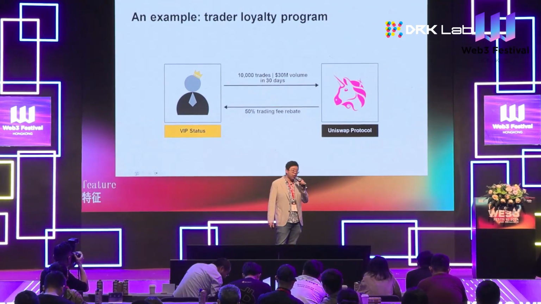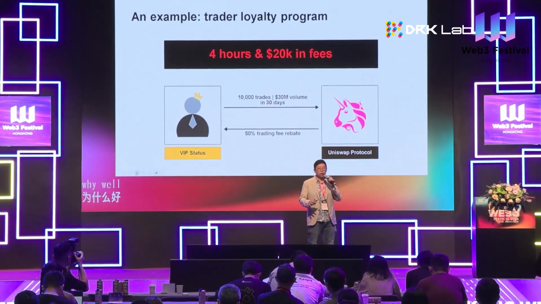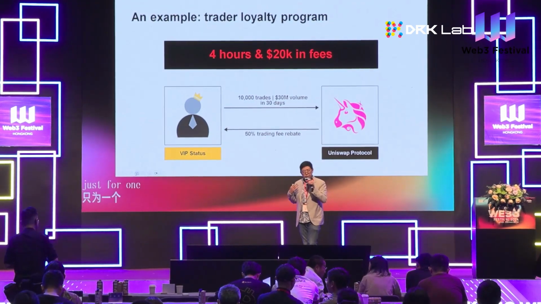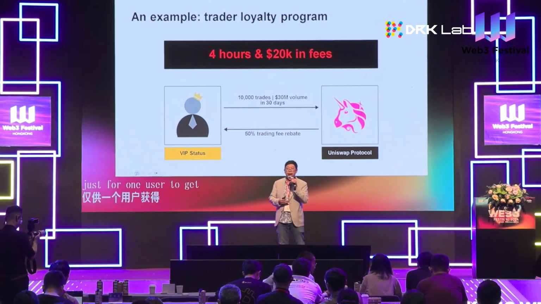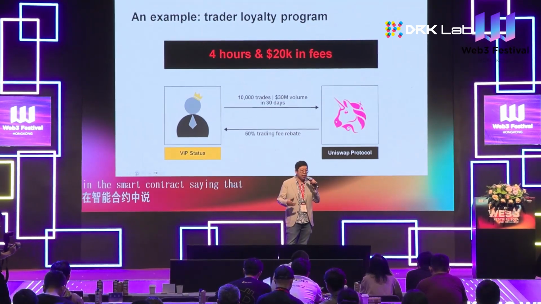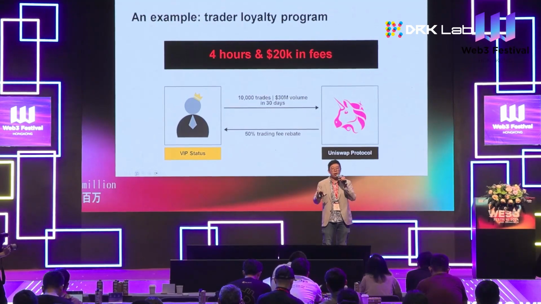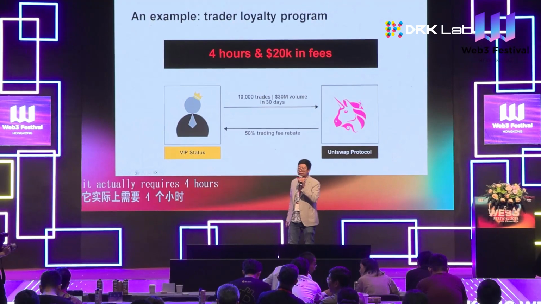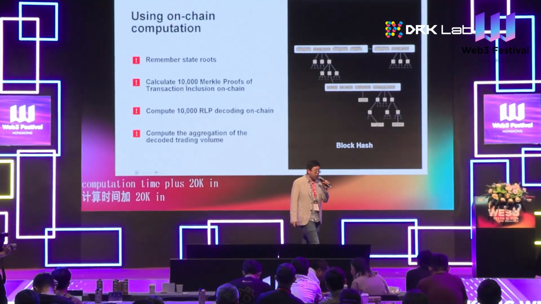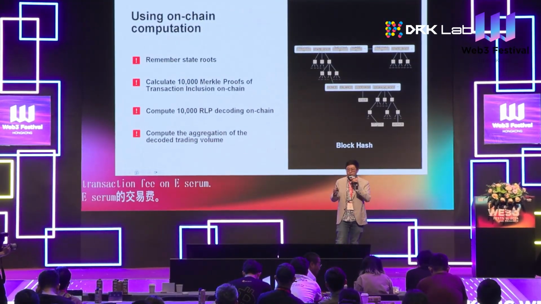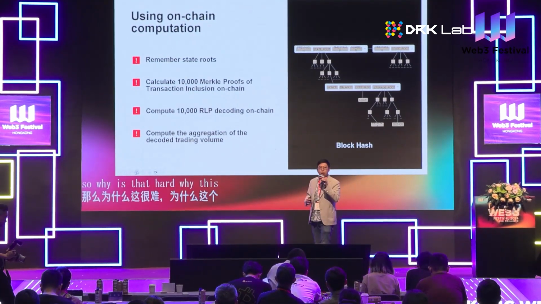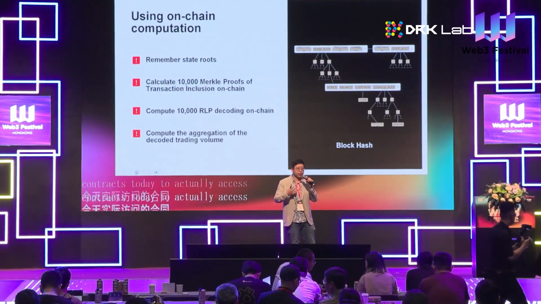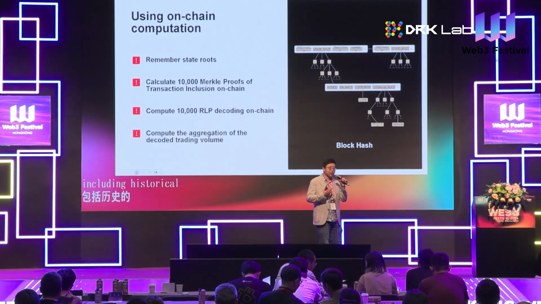Why? Well, because to implement that, you actually need, for just one user, to get the proof in the smart contract saying that, okay, I actually traded more than $30 million in the last couple of months. It actually requires 4 hours of computation time plus 20K in transaction fees on Ethereum. So why is that hard? Well, this is because there is no way in smart contracts today to actually access this kind of historical data, including historical transactions, events, and states.